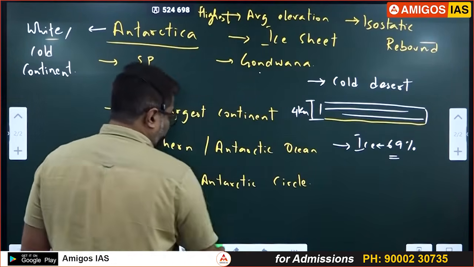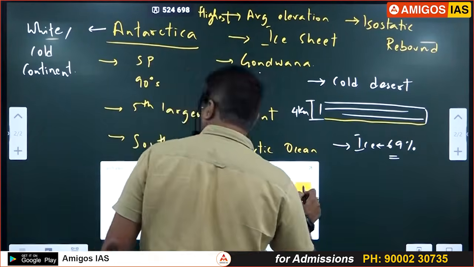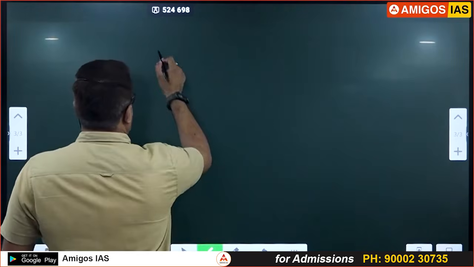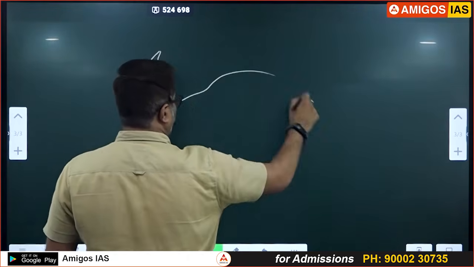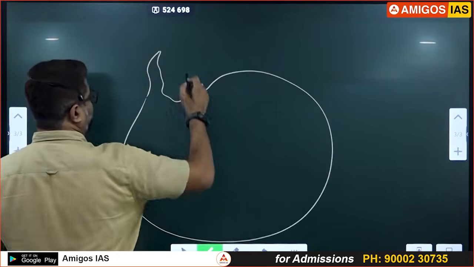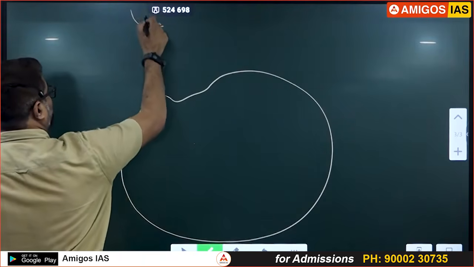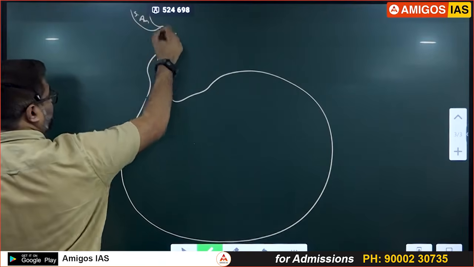So remember, now let's see the place now. Notice the Antarctica. Notice it is close to South America. Antarctica is close to South America. Which is the continent closest to Antarctica?